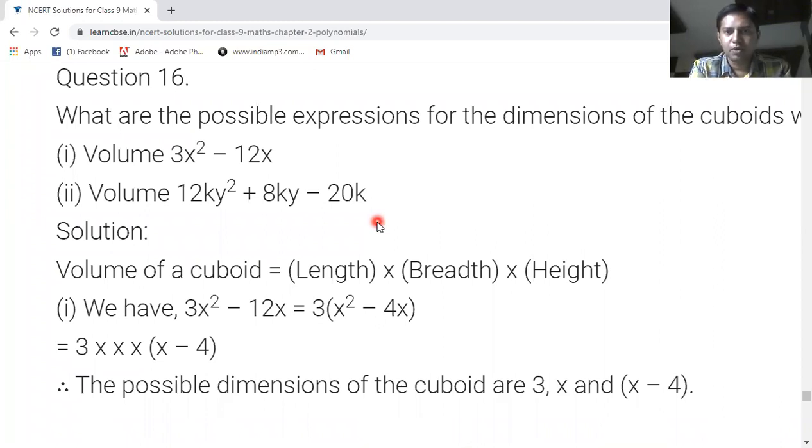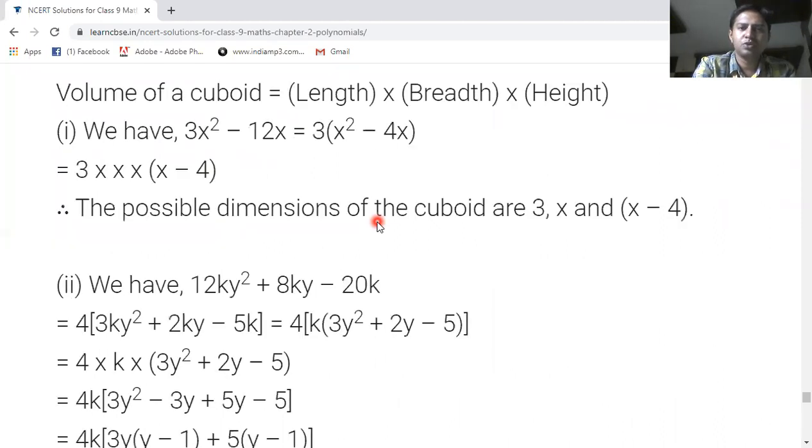Again we need to do middle term splitting here. First we'll take k common. While taking 4k common, we are left with 3y square plus 2y minus 5. This is a quadratic expression. We can again split the middle term.